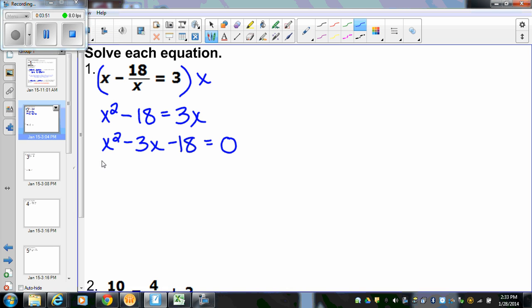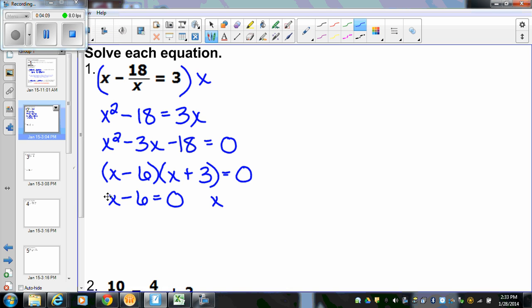And this actually is factorable. The two numbers that multiply to negative 18 and add to negative 3 would be negative 6 and positive 3. And I didn't have to use any magic box or anything like that to figure that out. Then you would take your two factors and set them equal to 0. And so I get x equals 6 for a solution and x equals negative 3.